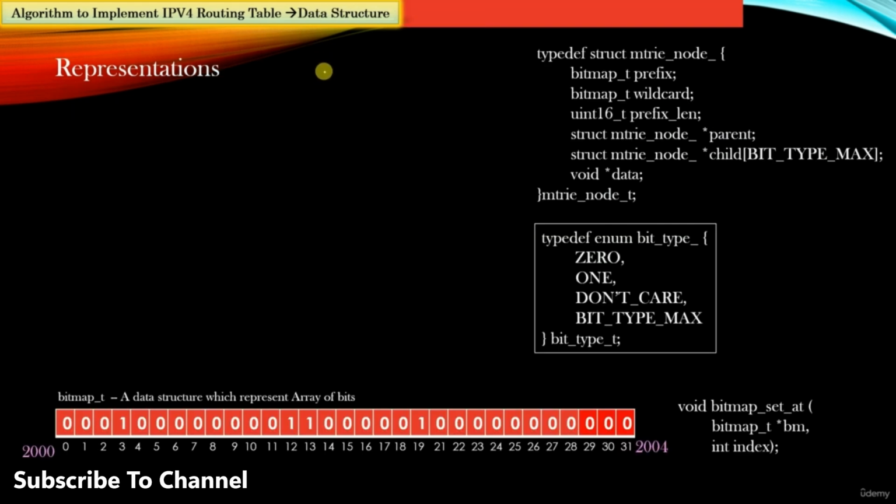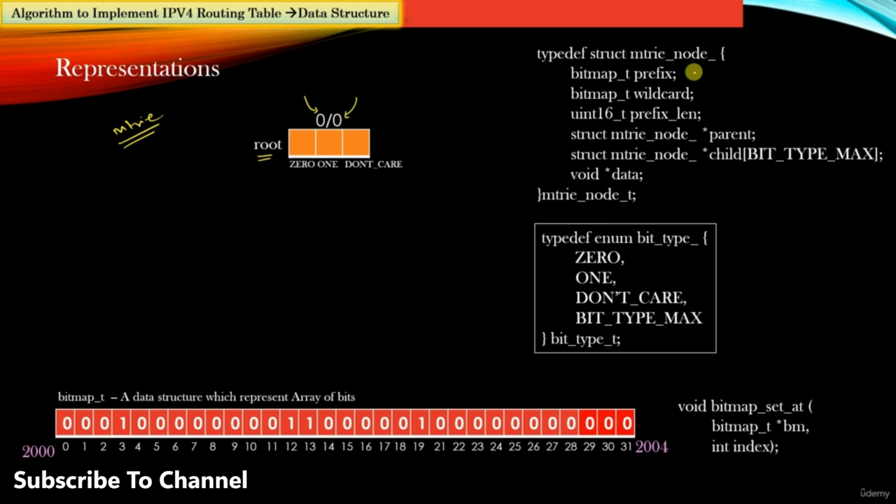And finally, we need to discuss how to represent the root of the mtry. As I said, mtry is a tree and every tree has a root. In our case, our mtry data structure has a root which is a special node in the mtry and differs from the rest of the nodes. So this represents the root of the mtry, and the special thing about the root is that it does not have any effective prefix and its prefix len is 0.